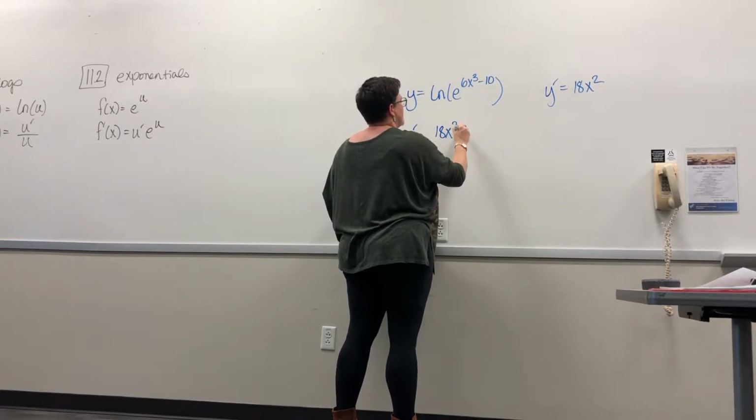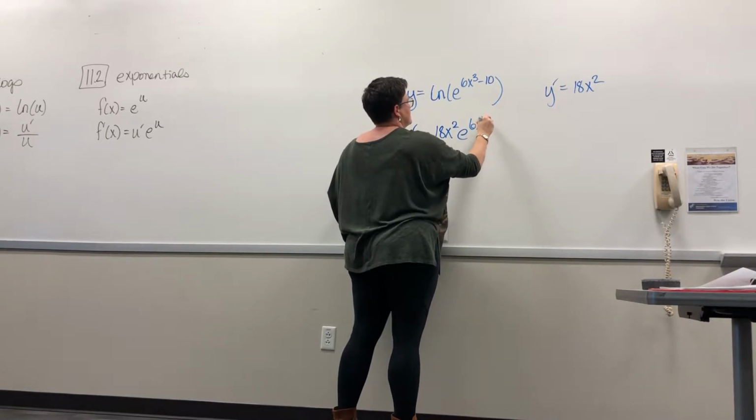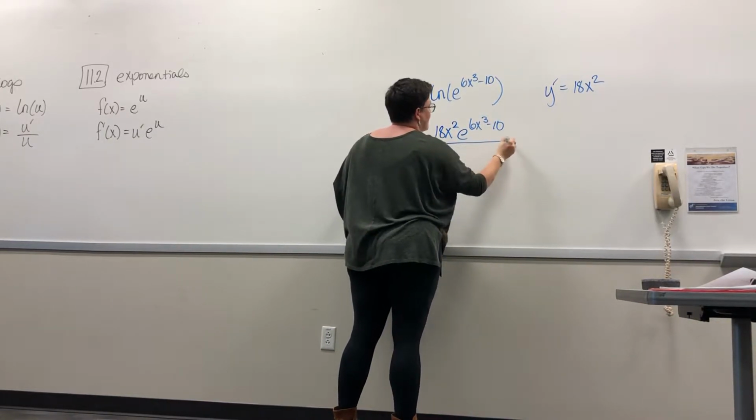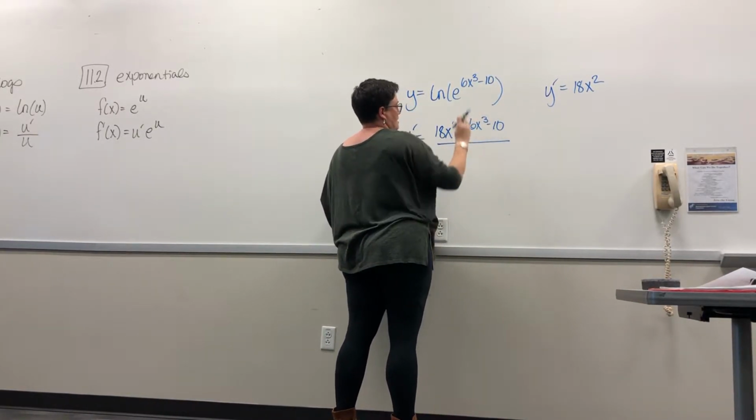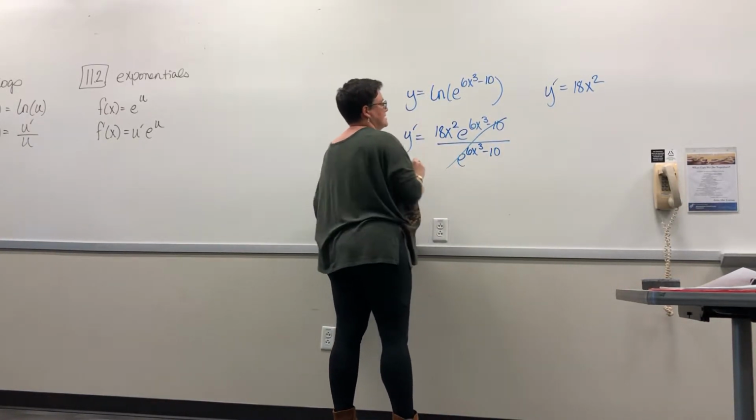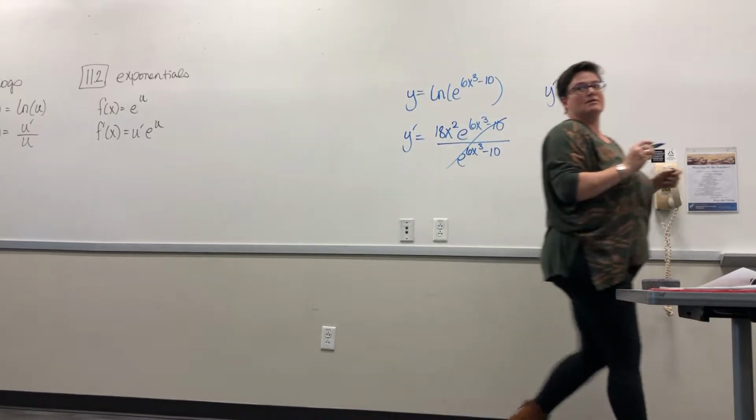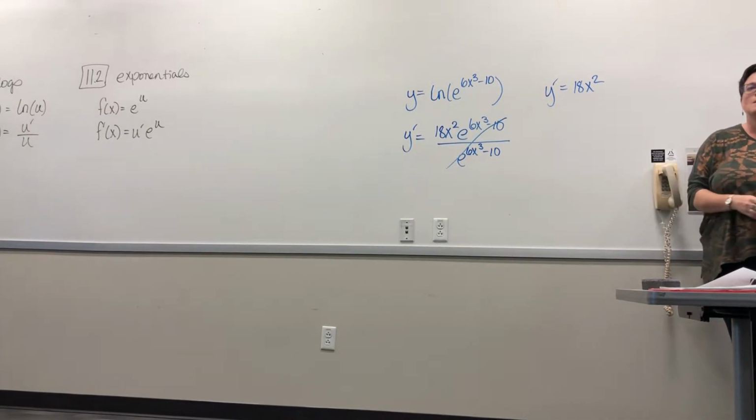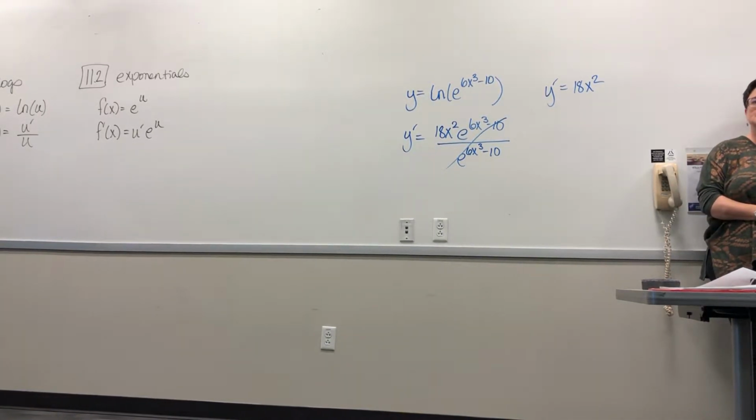18x squared e to the 6x cubed minus 10, divided by the original thing, e to the 6x cubed minus 10. These cancel, you're left with 18x squared. That was the long way. There's a shortcut to that? Yeah, that's how we did it before, just knowing that they always cancel.